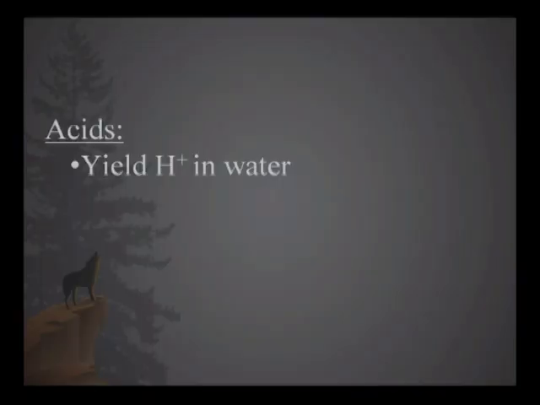So I want to first start off talking about acids. What makes an acid an acid? An acid is a substance that when you put it into water yields a hydrogen ion. And hydrogen ions tend to be very, very reactive, and so this creates the consequences of acids, and this is what burns the skin or burns holes in your clothes, things like that.